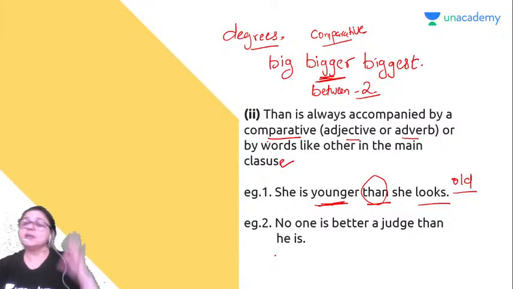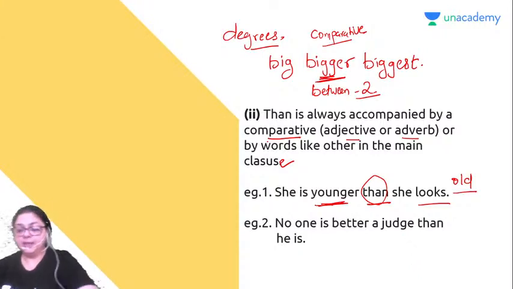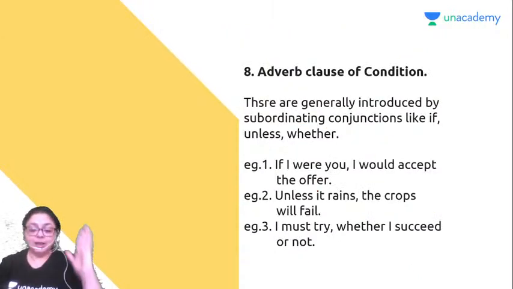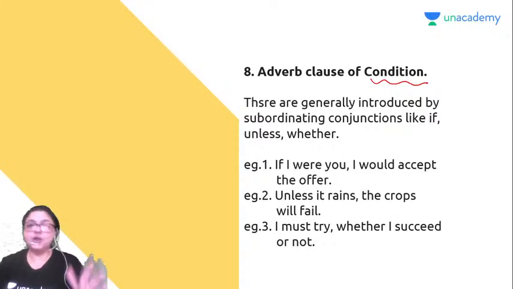So he is a better judge of the others. Better a judge than he is. Okay, so now let us go on to the next one. That is our adverb clause of condition. These are generally introduced by subordinating conjunctions like if, unless, whether.